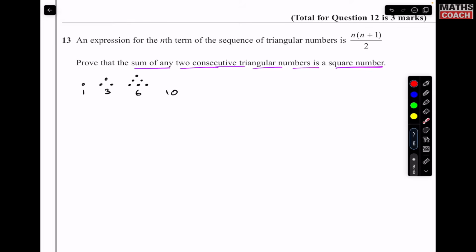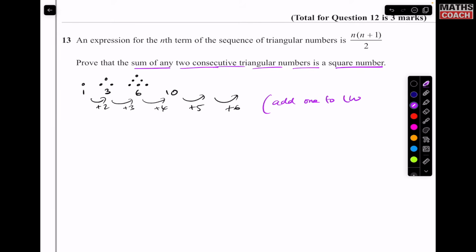Okay, and then you saw what we did. You can see the difference each time. The difference starts increasing, so plus 2, plus 3, plus 4. What do you think this is going to be? Plus 5. The next one, plus 6. So you can see what we're doing. We're adding 1 to the difference each time. Okay, so we add 1 to the difference each time.